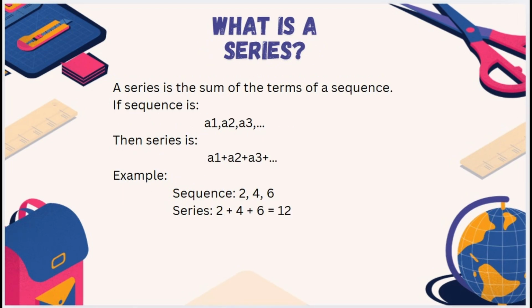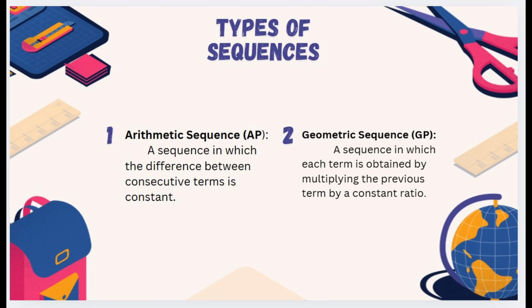What is a series? A series is the sum of the terms of a sequence. If we have a sequence A1, A2, A3, then the series is A1 plus A2 plus A3 plus all subsequent terms. For example, if we take the sequence 2, 4, 6, the corresponding series is 2 plus 4 plus 6, which equals 12. Types of sequences.